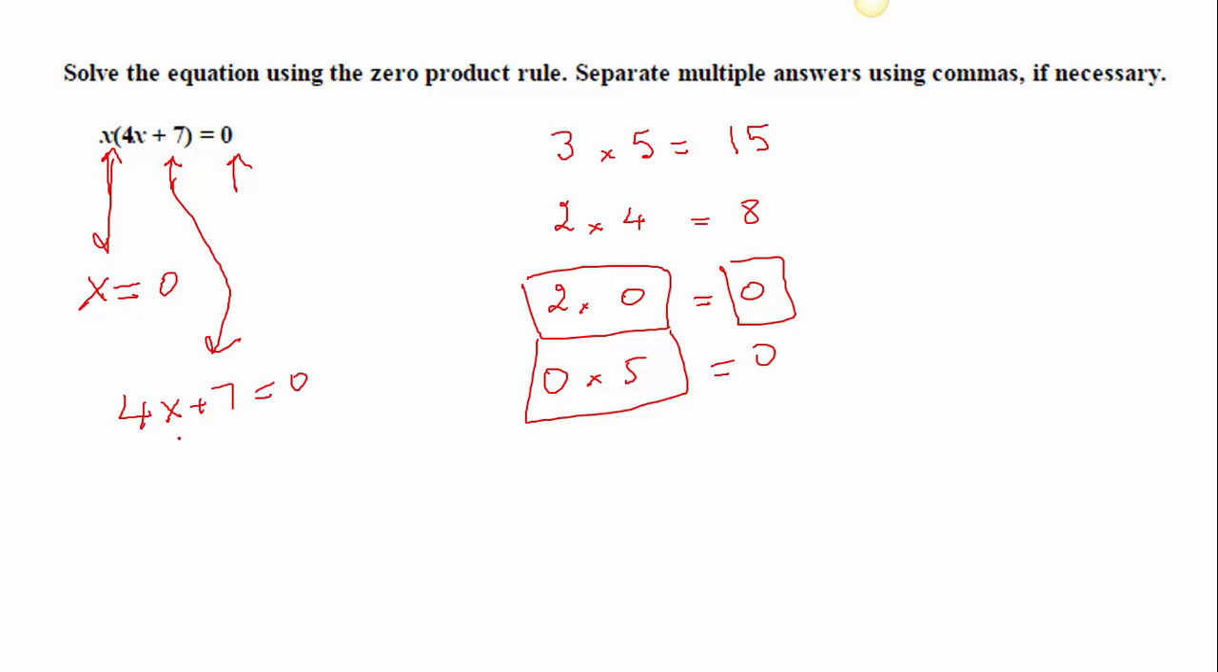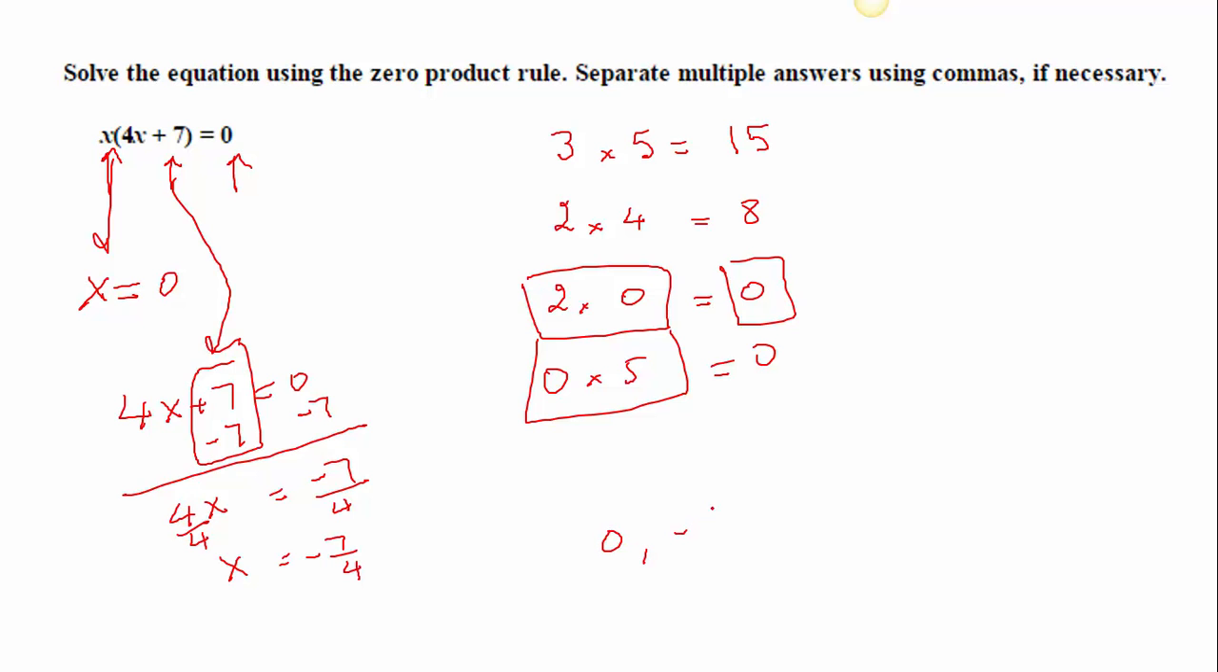Can we solve for x? Yes, we can subtract 7 from both sides. This is called the addition principle, and 4x would be negative 7 because these two will cancel. Then x would be, divide both sides by 4, x would be negative 7 over 4. So the solution for this problem would be 0 and negative 7 over 4. That would be the final answer.